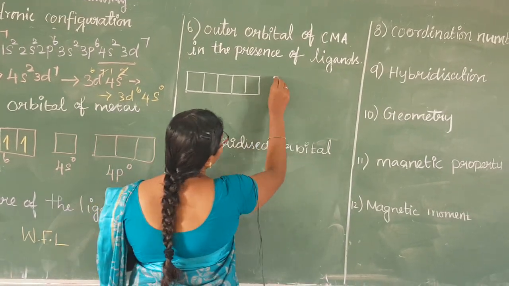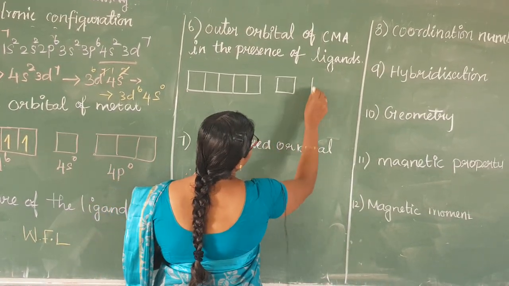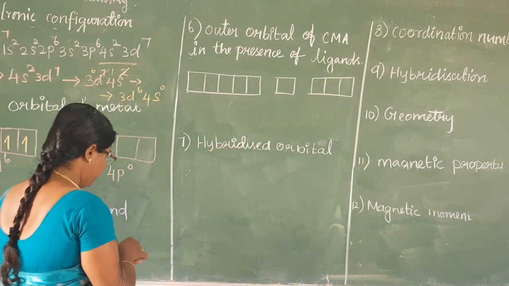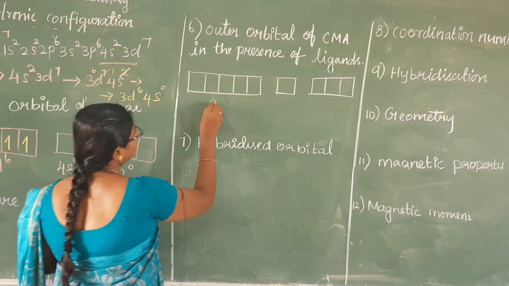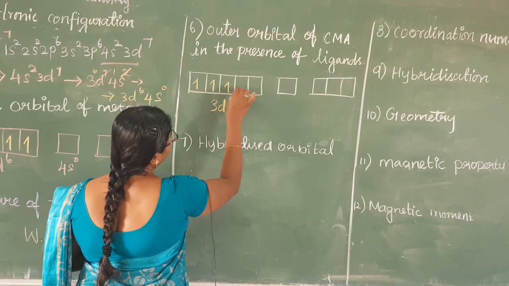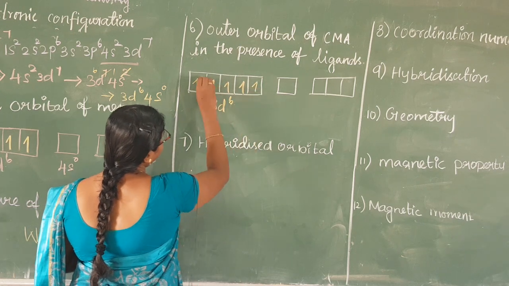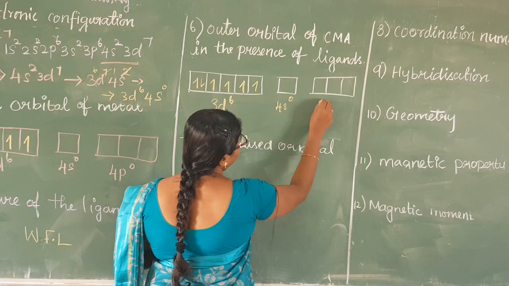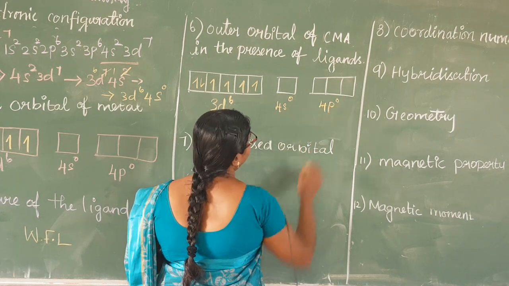So then the next one is s orbital, then p orbital. Okay, so I am going to fill the electrons as it is. 1, 2, 3, 4, 5, 6 electrons. Then 4s orbital is empty and 4p orbital is also empty.